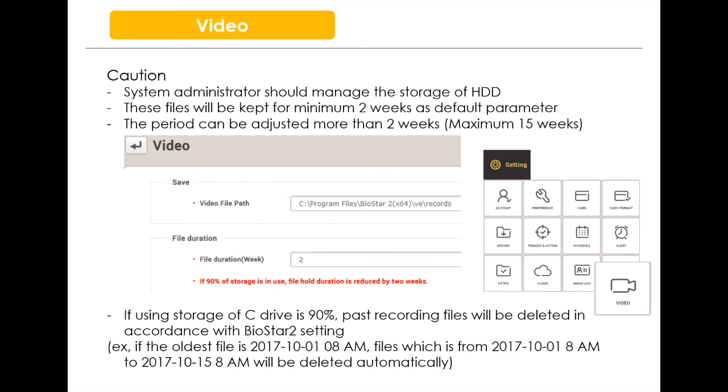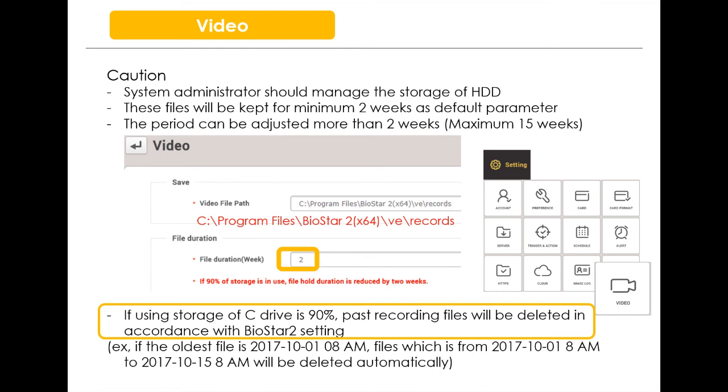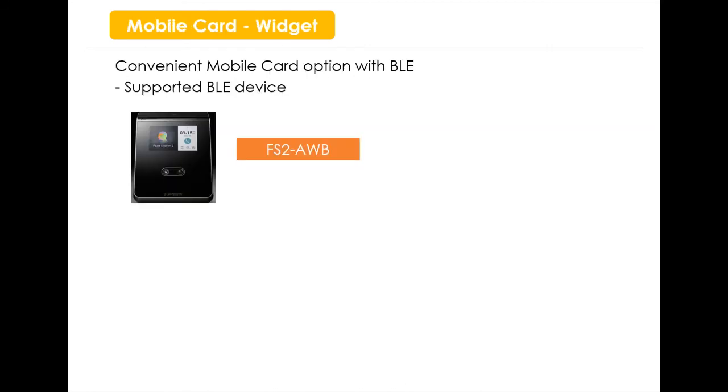Whenever the BioStar 2 video service gets recorded data from MVR, the data is stored in a certain folder of BioStar 2. The BioStar 2 server manages the period of storing the data in accordance with the file duration setting. If the used storage of the C drive reaches 90%, past recording files will be deleted in accordance with the BioStar 2 setting.